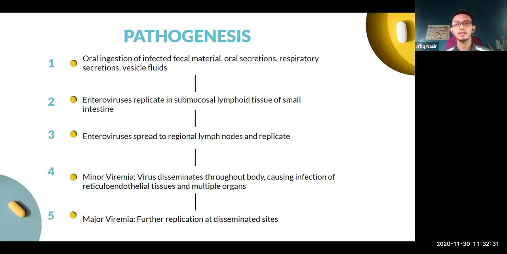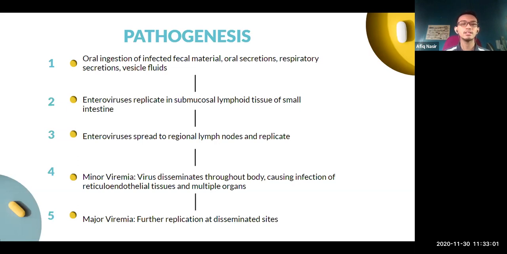So what is the pathogenesis of this disease? Firstly, it begins with oral ingestion of infected fecal material, or oral secretions, or respiratory secretions, or vesicular fluids. Then the enteroviruses will replicate in the submucosal lymphoid tissue of the small intestine of the patient, and then spread to the regional lymph nodes and replicate.